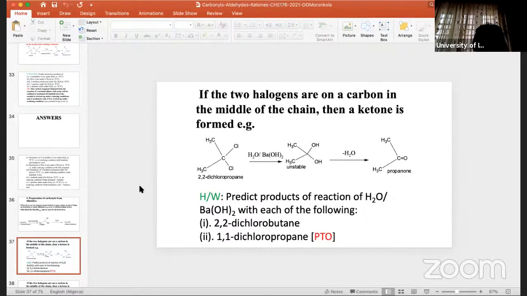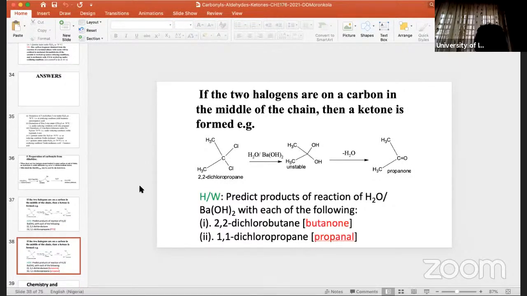So predict the product of reaction of this with each of this. So you can always work that up. And that is the answer over there. For the first one, we produce a butanone, and for the next one, it's an aldehyde because it is a terminal dihalide. You have the dihalide on carbon number 1.